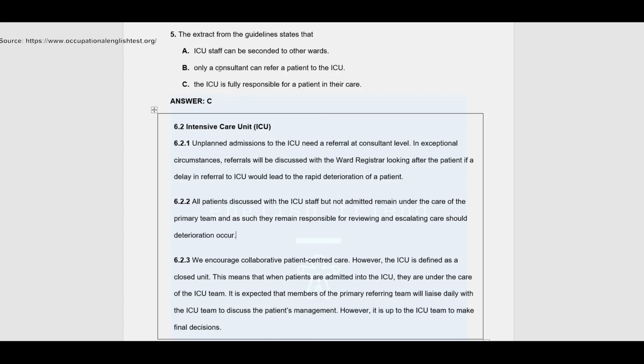Now option B, it says only a consultant can refer a patient to the ICU. Here you may see that unplanned admissions to the ICU need a referral at consultant level. In exceptional circumstances, referrals will be discussed with the ward registrar looking after the patient if delay in referral to ICU would lead to the rapid deterioration of a patient. So from the first line, it is clear unplanned admissions to the ICU need a referral at consultant level, but there is no information that suggests that only a consultant can refer a patient to the ICU. So that's the reason why option B is wrong.